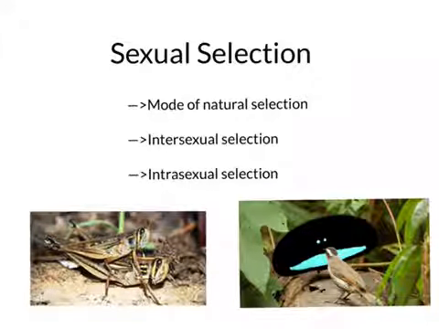Now let's talk about the second selection, which is intrasexual selection. Intrasexual selection is when males compete with other males to mate with females. For example, the male stag beetle uses its horns to engage in combat. Also, male deer battle each other using their antlers. The winner of the male-to-male competition mates more.